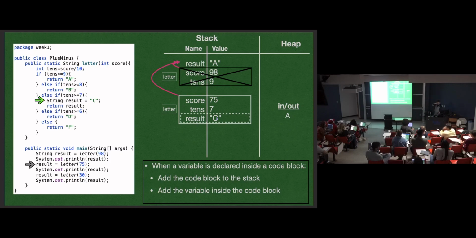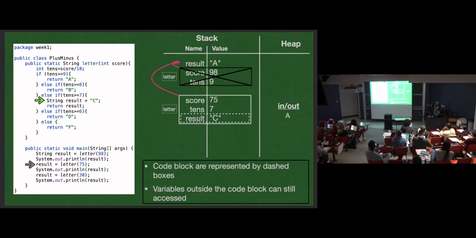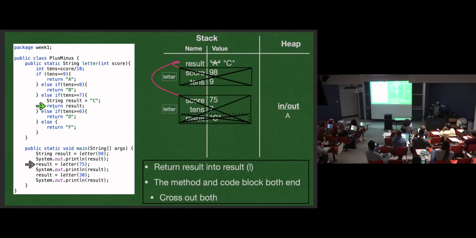Yeah. So from inside this code block, I can still access score and tens, for example. Right. Yeah, because once we hit this closing brace, which we won't actually hit in this example because we'll get the return first, but once you hit this closing brace, the variable result is removed from memory. Yep. Yeah, so in this example, we'll see more examples as we go throughout this semester. In this example, we hit the return statement and the entire stack frame ends, but we will cross out the code block separately and then cross out the stack frame. And on Friday, we'll get to examples where they don't happen at the same time, and we'll see the differences.